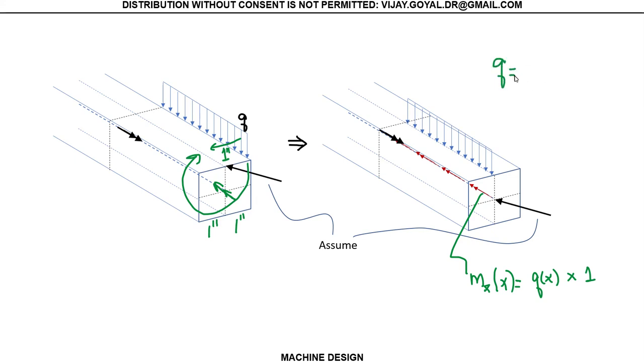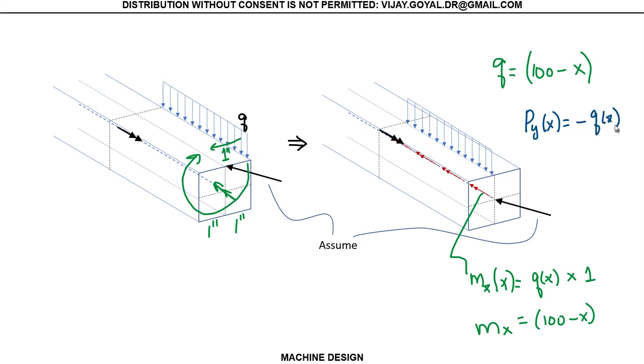And let's say Q of X is equal to 100 minus X. Let's suppose this is the value of the function that you have. So then this will be 100 minus X, and this will be your M of X. Then just remember that for your real problem, your P of Y of X is nothing else than minus Q of X. So hopefully this part is now understandable. Everything is shifted to the centroid.